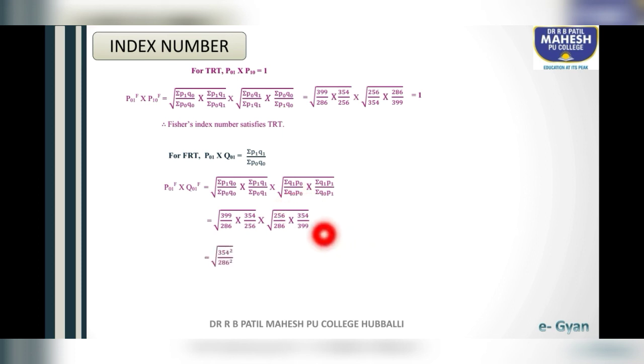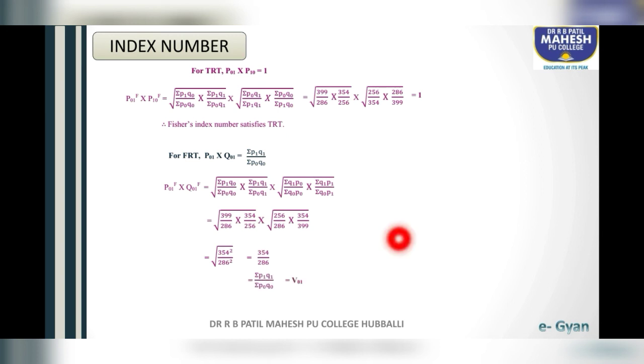See students, here 399 gets cancelled and 256 gets cancelled. So here what remains? Root of 354 divided by 286. Here also root of 354 divided by 286 remains. So after multiplying these root values, root of 354 square divided by 286 square. So next, here students, root and square get cancelled. So what remains? 354 divided by 286.